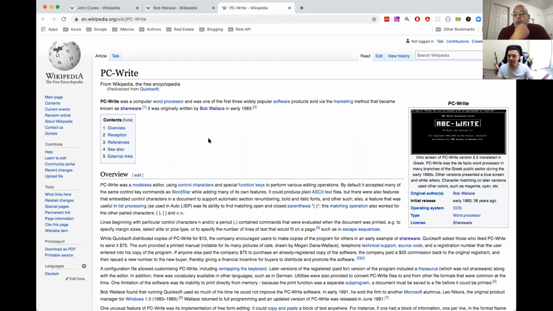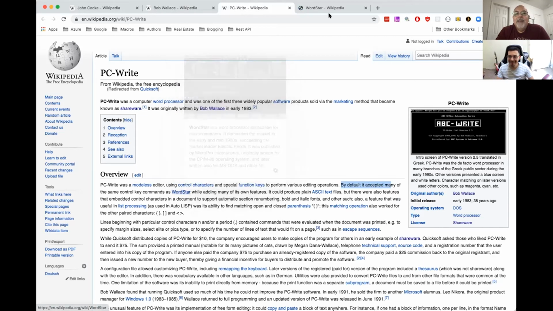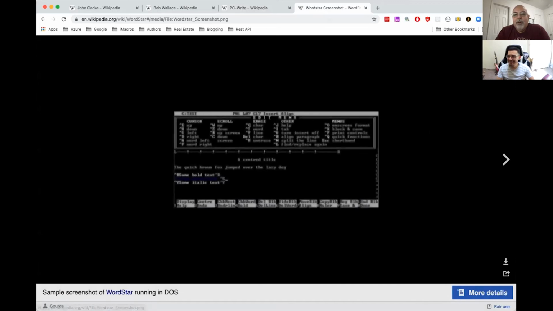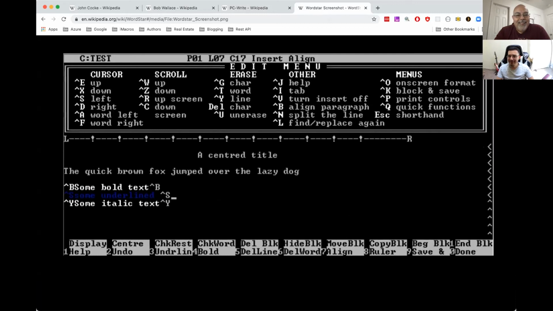So essentially he wrote a word processor like Microsoft Word or Google Docs, which are word processors. Interesting. Pretty neat. Oh, look at this. By default, it accepted many of the same control key commands as WordStar. That's what I started with. WordStar was a very intimidating word processor. Yeah. Wow. So yeah, you see these are called command controls.